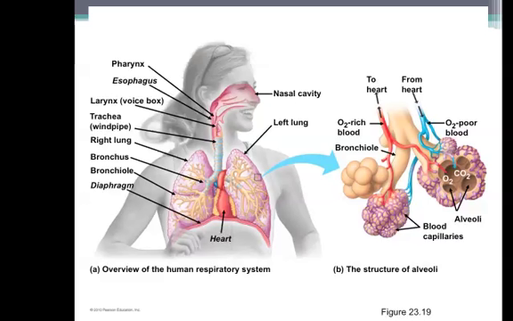Also notice the heart and its location, and then at the very bottom is the diaphragm, which is the primary muscle that you use to get air in and out of the lungs. And we'll be looking at that dynamics soon.